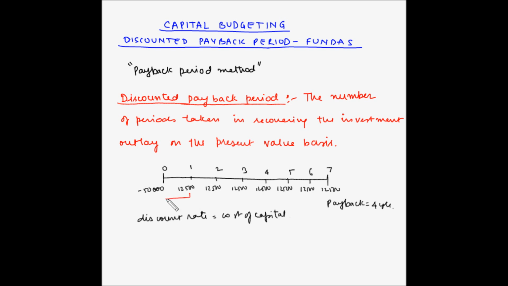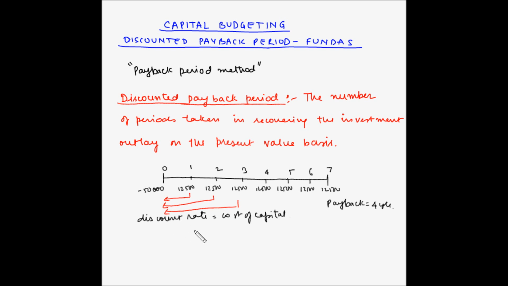So basically, we should be able to find out how much this is worth as of today, and so on. So here, the 12,500 rupees received after 1 year from now is worth 10% less today because 10% is the cost of borrowing the money that we have to pay to the bank out of the 12,500 rupees that we receive. So now, as we know, the discounted payback period is the number of periods taken in recovering the investment outlay on the present value basis.